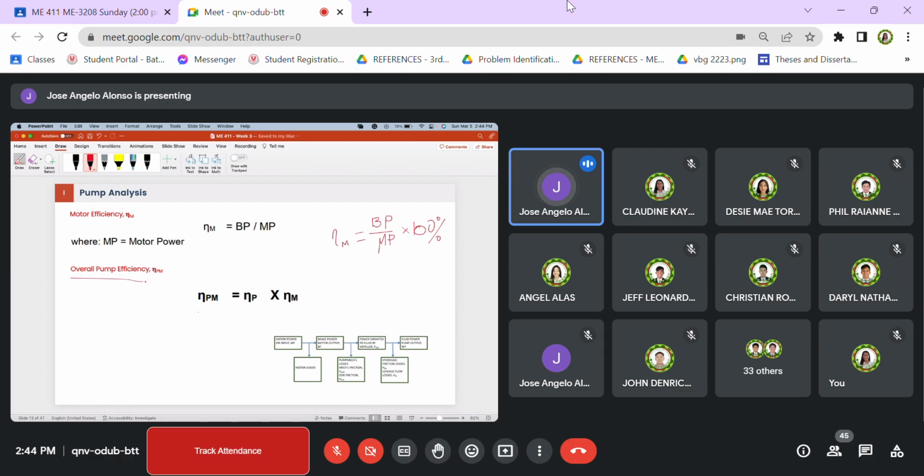In the overall pump efficiency, we just need to multiply the efficiency ng pump sa efficiency ng ating motor. So we can get the value of the overall pump efficiency or overall system efficiency. So i-multiply natin yung nakita natin or nakuha natin yung value ng efficiency ng motor dun sa value ng ating pump.